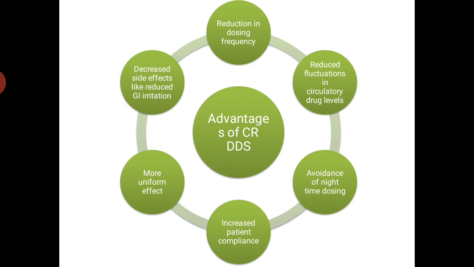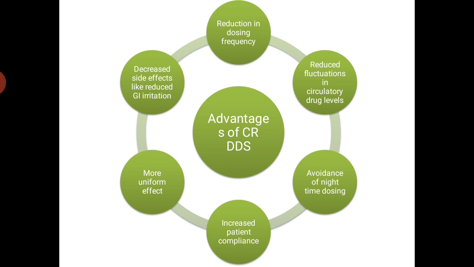Then decreased side effects like reduced gastric irritation. That means if we administer a conventional dosage form, this conventional dosage form releases the drug completely in a single moment of time. So a huge amount of active moiety enters, which can cause irritation, any gastric irritation in your stomach. This can be overcome by your controlled release dosage form. That means since it is releasing at a particular rate, the gastric irritation can be avoided.